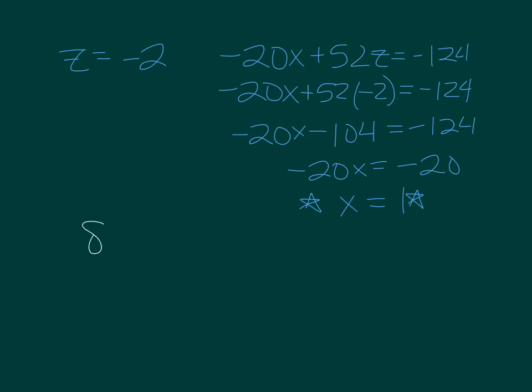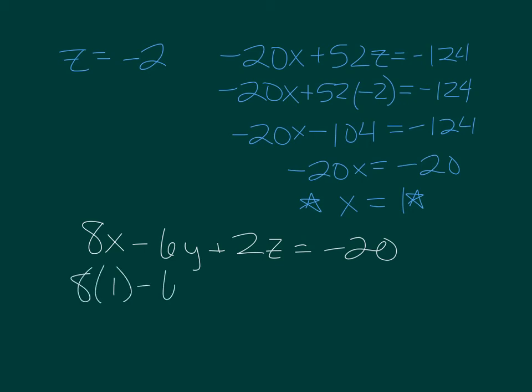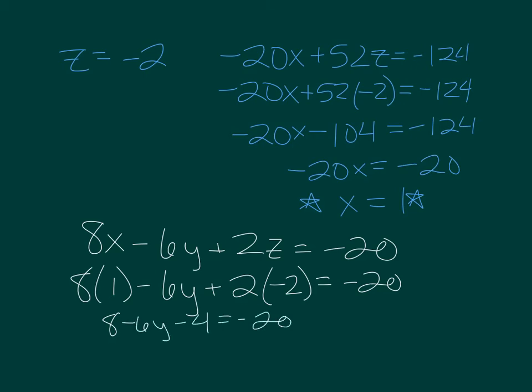Here's one of my original equations: 8x minus 6y plus 2z equal to negative 20. Since I know what x is, I substitute that in. I don't know y, but I know z. So this is 8 minus 6y minus 4 equal to negative 20, or negative 6y equal to negative 24, which means that y is equal to 4.